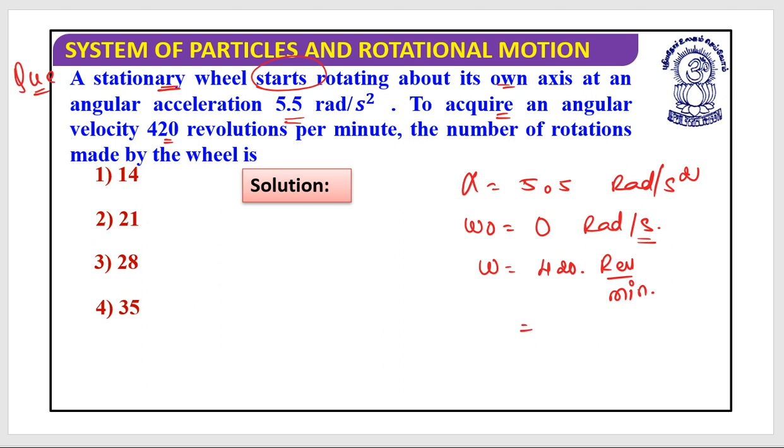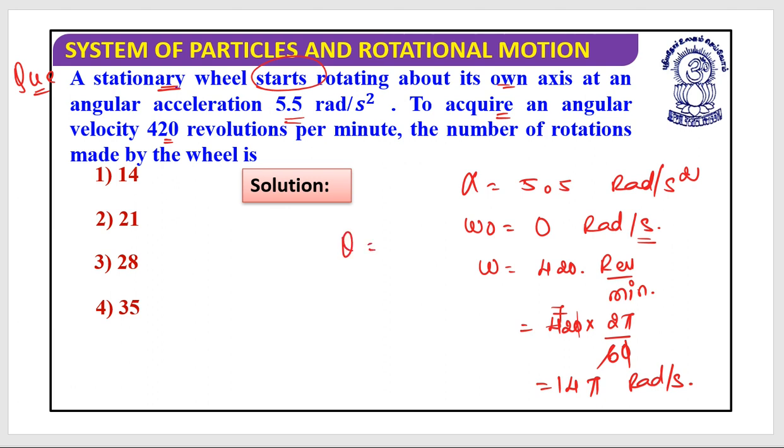First I need to convert it. 420 revolutions per minute: one revolution is 2 pi, per minute is 60 seconds, so this is 2 pi by 60. 6 sevens are 42, 7 twos are 14, so it is 14 pi radian per second.